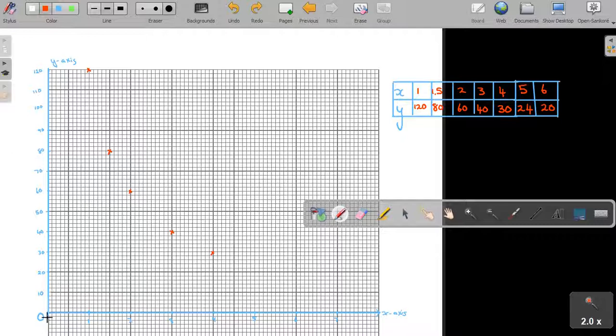Remember, 10 divided by 5 is 2. So every small division is counting 2. 2, 4, 6, 8, 10. So it's going to be 5 and 24. So 2, 4. There. Oh, it's a bit higher. Okay, so 5 and 24 and 6 and 20.